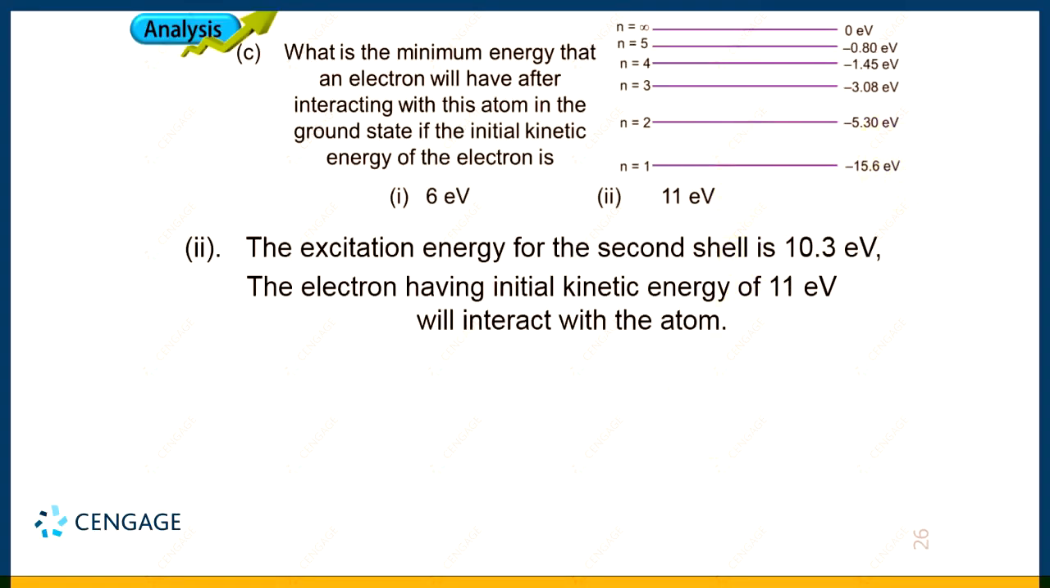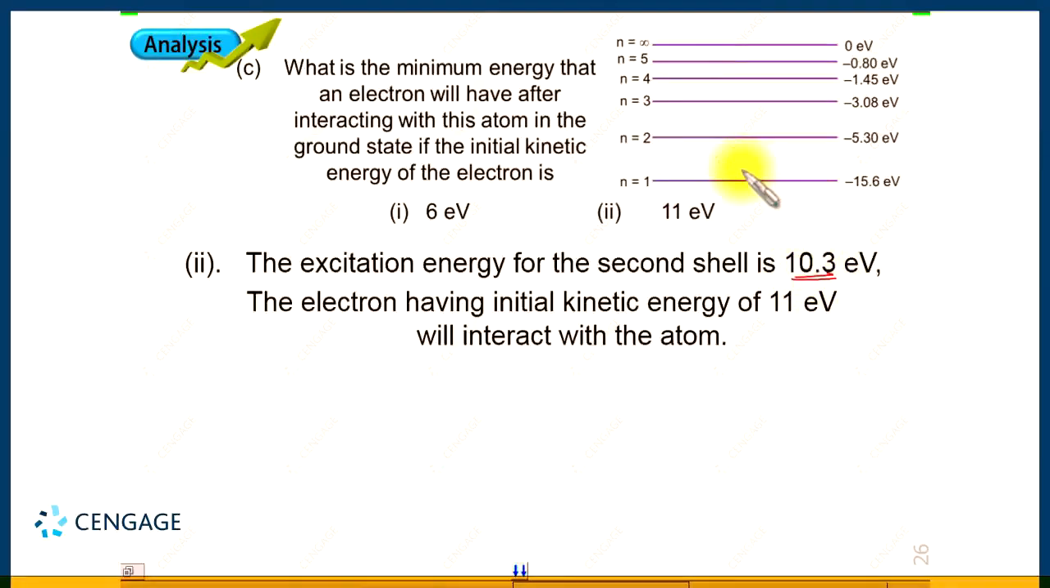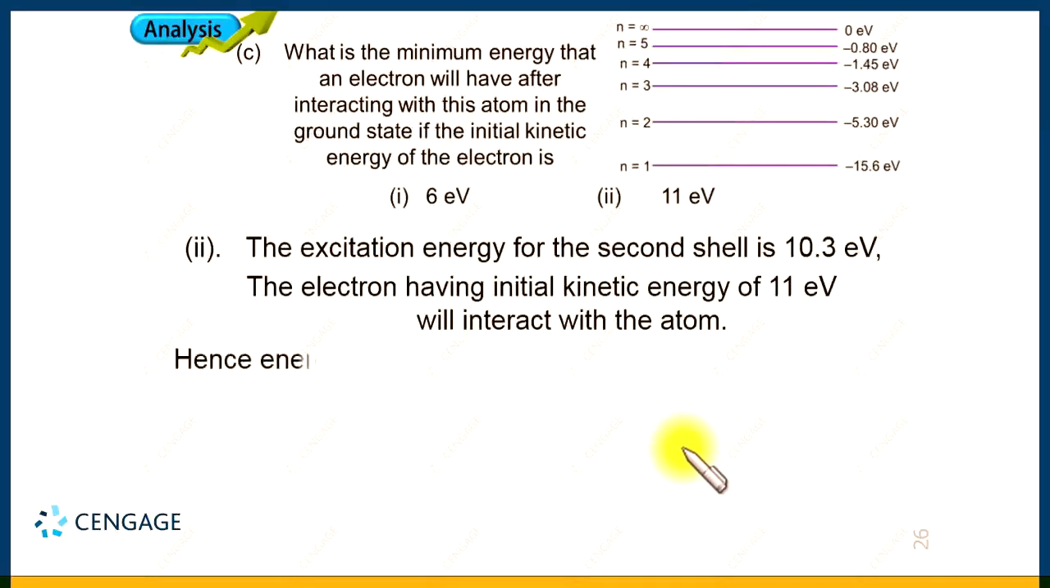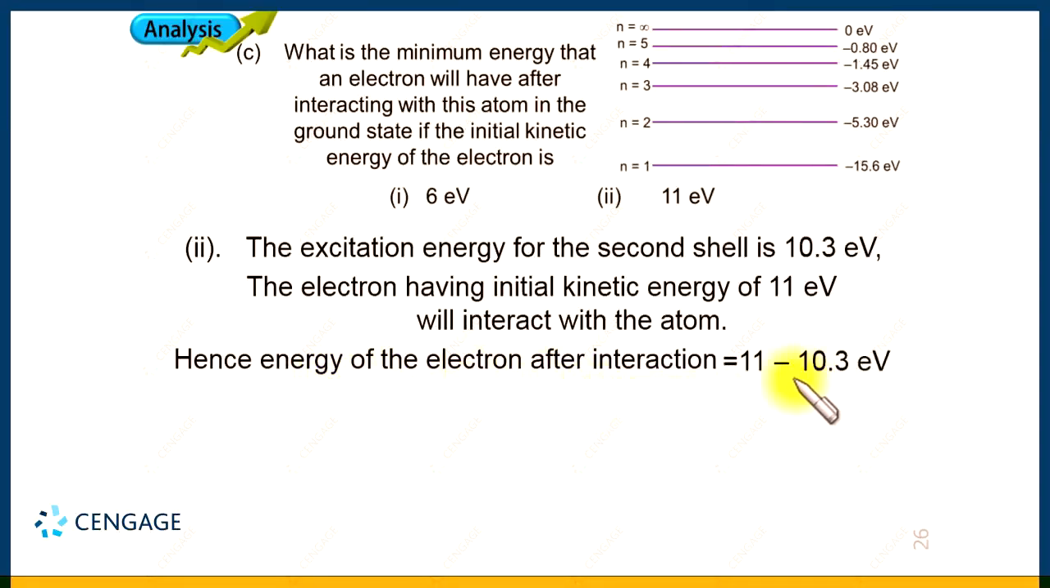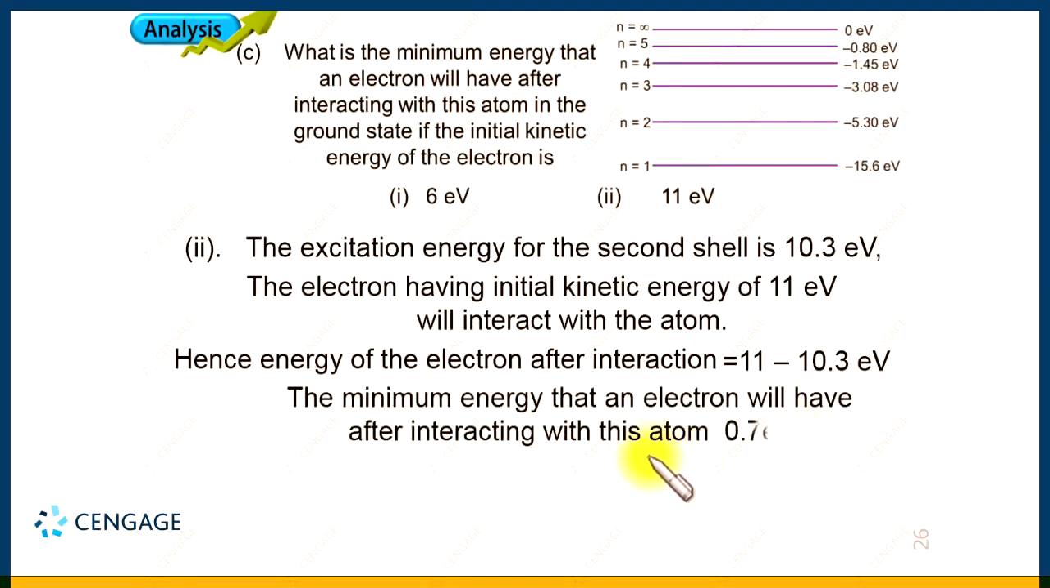This much of the energy, that is 10.3 electron volt, will be utilized for this transition, and the remaining part of the energy, that is 11 electron volt minus 10.3 electron volt, equal to 0.7 electron volt, will remain as the kinetic energy of the electron, right? That means the energy of the electron after interaction will be 11 minus 10.3, equal to 0.7 electron volt. So we can say the kinetic energy after interaction should be equal to 0.7 electron volt. Okay.